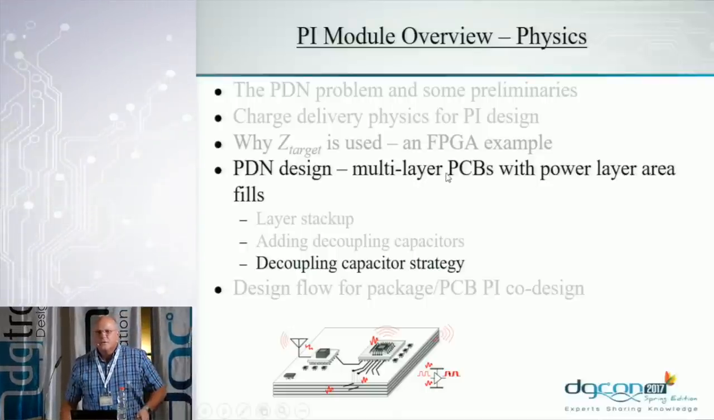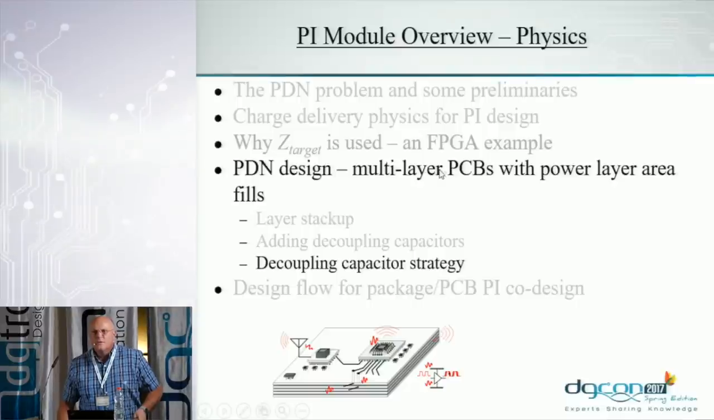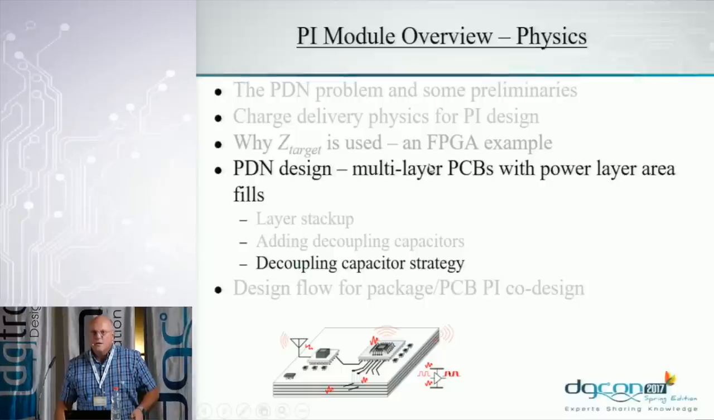Interleaving the power plane with GND, a portion of the power plane, if you have the space, power, ground, and using that parasitic capacitance that you get from the overlap in your PDN.